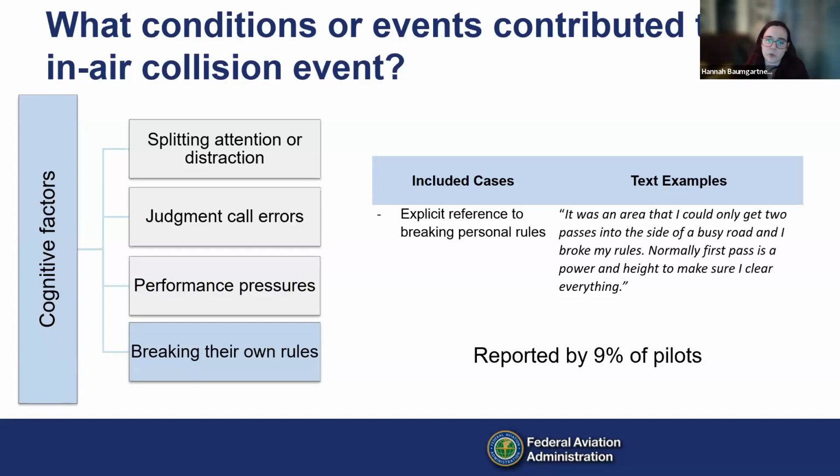So, here's a quote. "It was an area that I could only get 2 passes into the side of a busy road, and I broke my rules. Normally, first pass is a power and height to make sure I clear everything." I think this is a really powerful statement that shows individuals often know when they're doing risky or riskier behaviors, right? Because you have your own set of guidelines that you lead yourself through in your day-to-day work, and it's important to listen to those and trust your intuition to some degree.